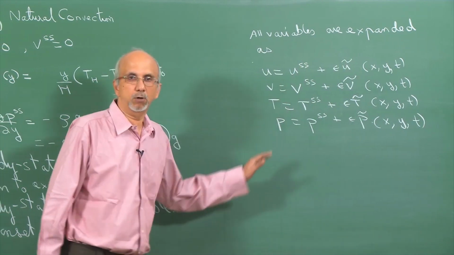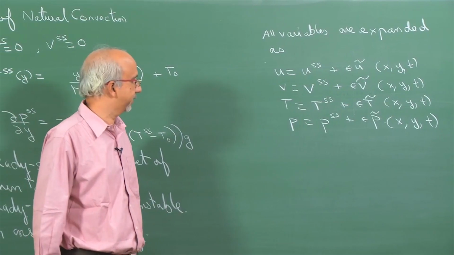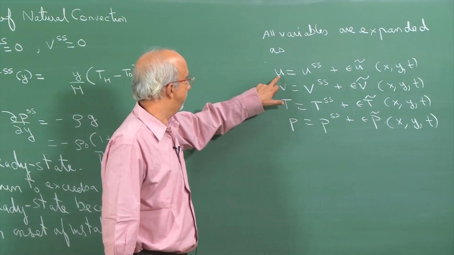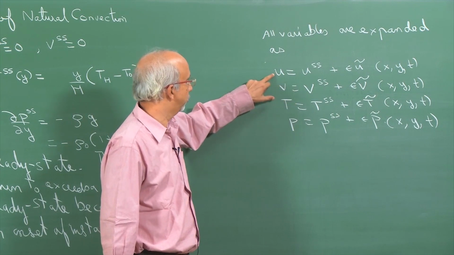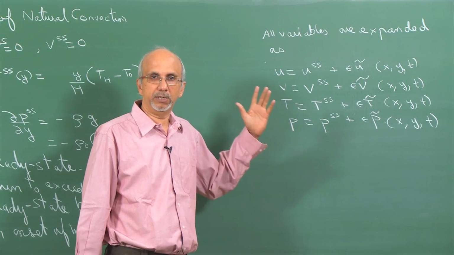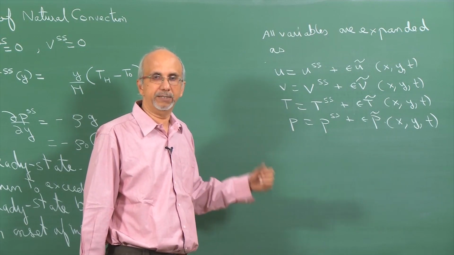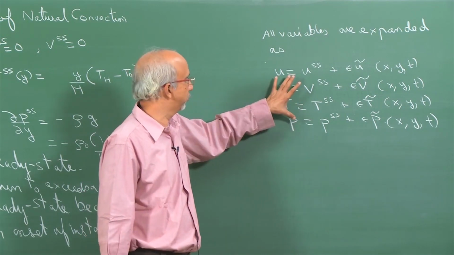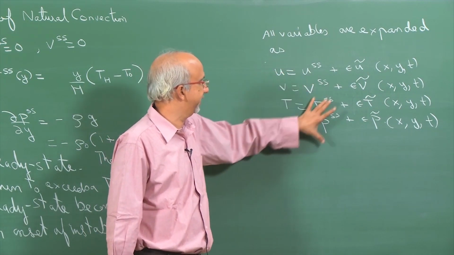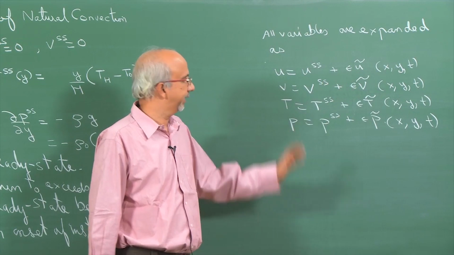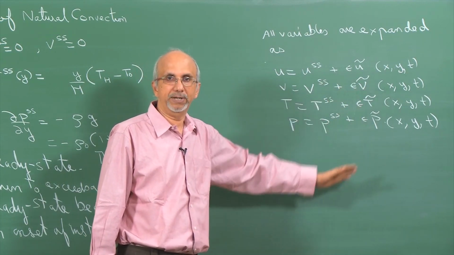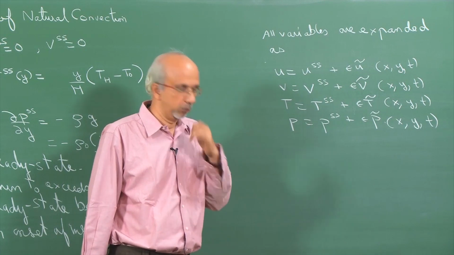We want to find out how do these perturbations evolve with space and time. And so, what we are going to do is we realize that the u, v and T and p satisfy the equation of continuity, the equation of momentum and the energy equation. We are going to substitute for these variables in terms of the steady state and the perturbation, and then get the equations which actually describe how the perturbations are going to grow.